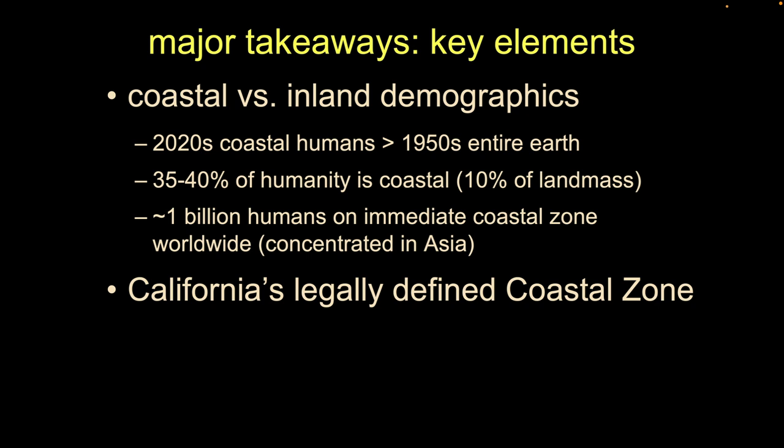And if we needed a number, it's more than this now, but it's more than a billion people live in the coast, in the immediate coastal zone. Okay, worldwide. And the greatest number of those are concentrated in the coastal zones of Southeast Asia.